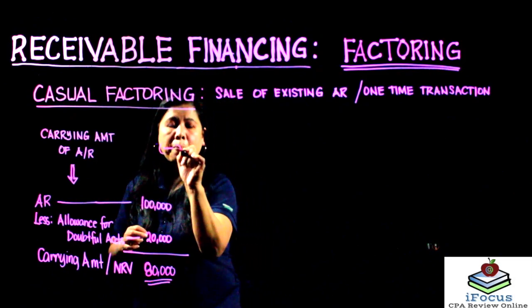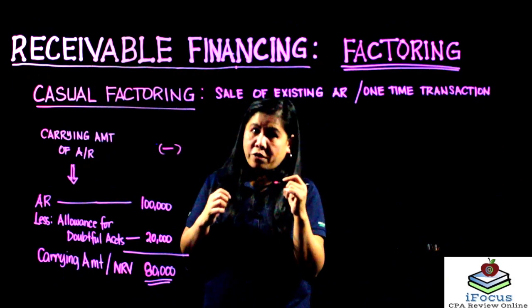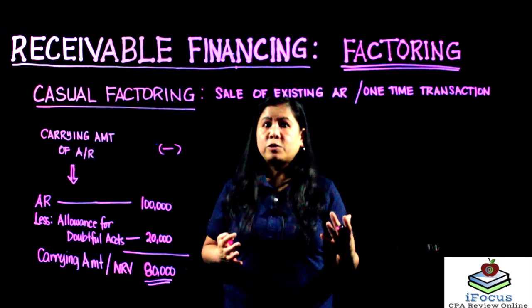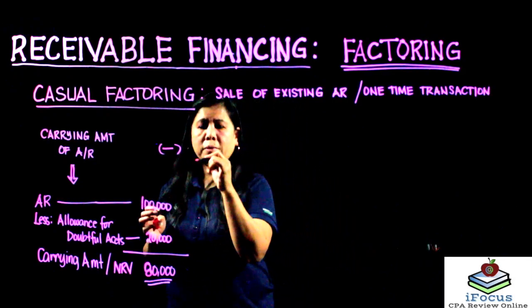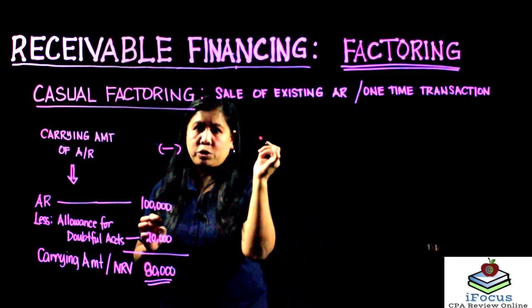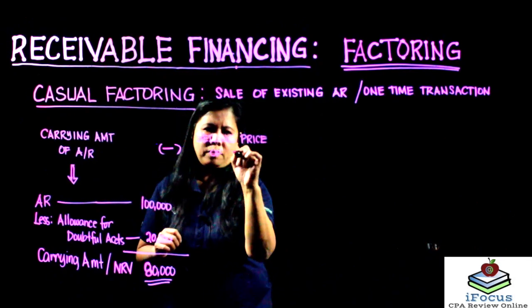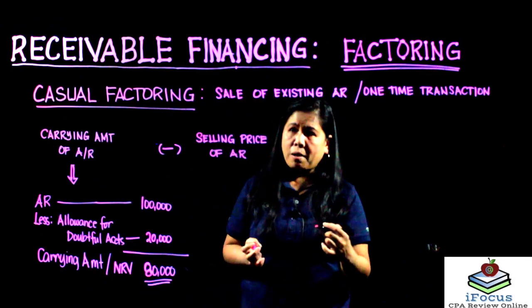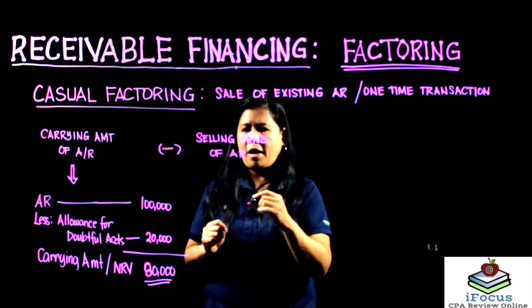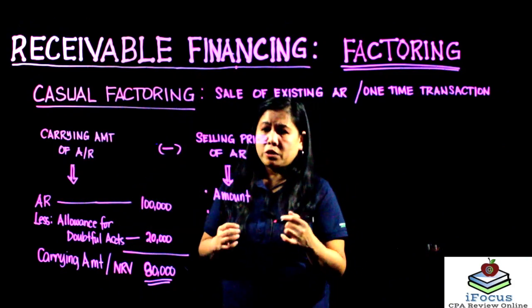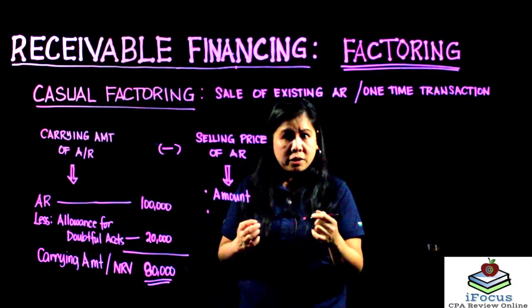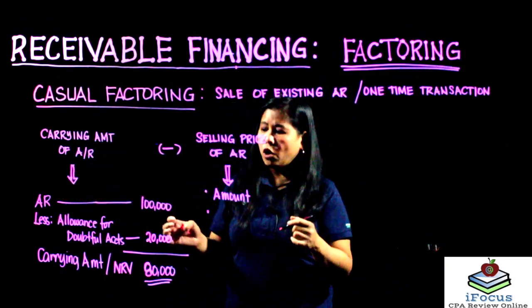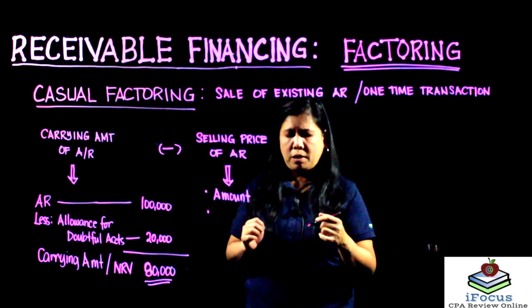Then, from the carrying amount of this accounts receivable, ano pang gagawin natin? Ima-minus po natin ang selling price of the accounts receivable. Magkano ba natin ibinibenta itong accounts receivable na ito? So, we minus the selling price of the accounts receivable. And usually, itong selling price ng accounts receivable, sa problem, binibigay na yung amount. Okay? Sometimes the selling price is given as percentage of the accounts receivable gross or the carrying amount of the accounts receivable. Okay?